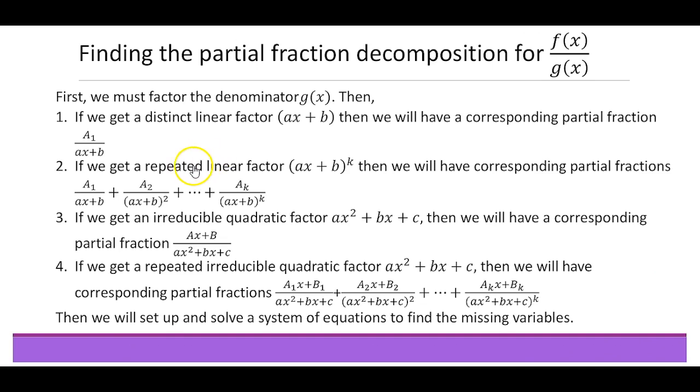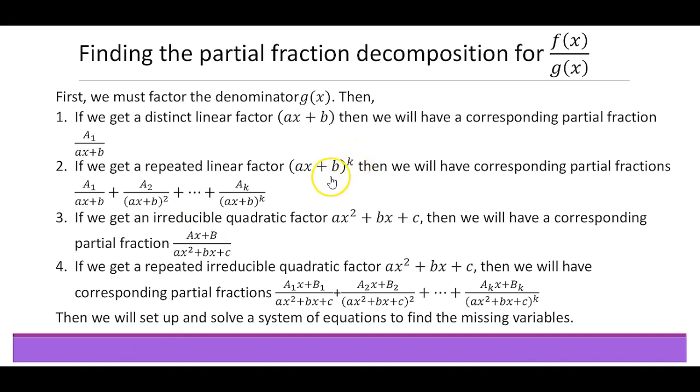But there are different possibilities. So what if we get what's called a repeated linear factor? So we get (ax plus b) to the kth power. Well, then we're going to have multiple partial fractions. So we're going to need a different constant over the linear factor to the first power, plus a different constant over the linear factor to the second power, and we just keep going with this until we get to whatever power it happens to be.